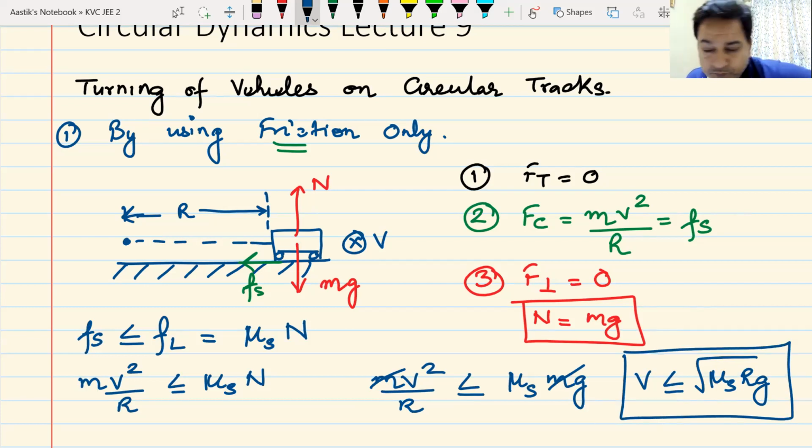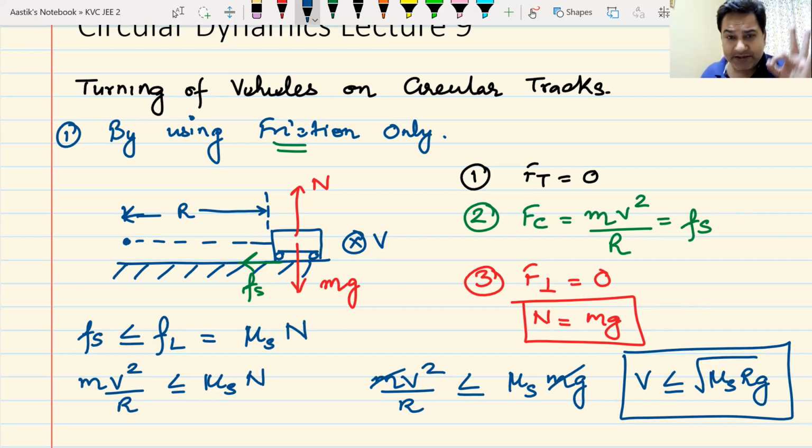So the value of v must be less than, or maximum it can be equal to, the root of mu s into r into g. Do we understand this?